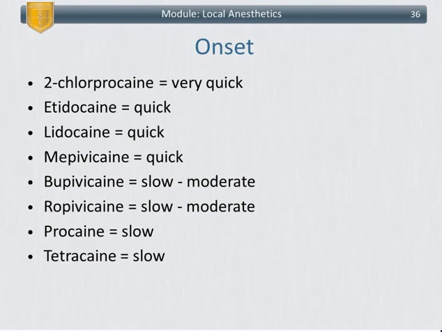So again, we see this sort of slow to moderate onset for bupivacaine and ropivacaine. Procaine and tetracaine are even slower. Lidocaine and mepivacaine and etidocaine are pretty quick, and 2-chloroprocaine is very quick.